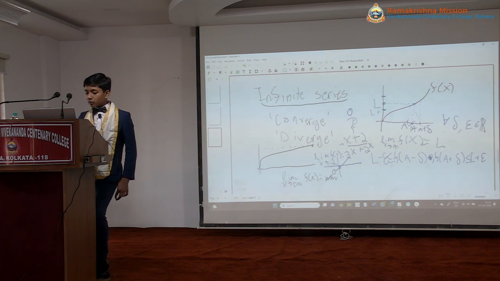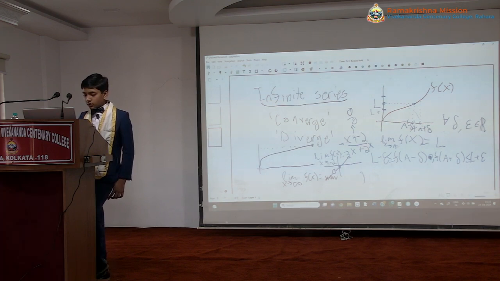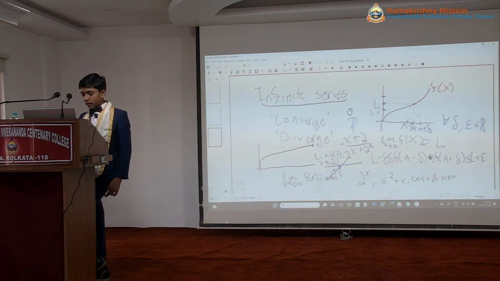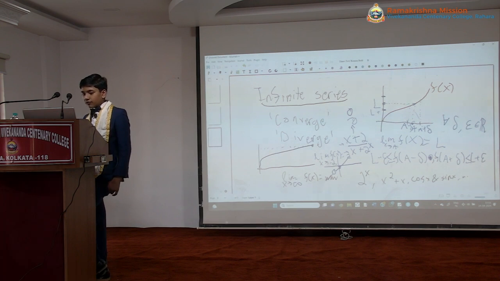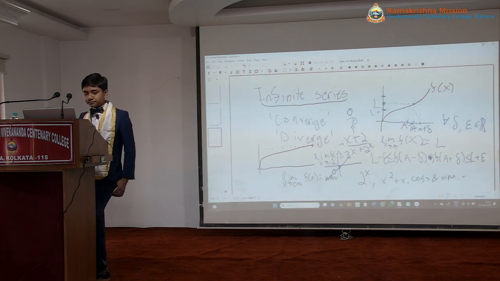So the limit as x approaches infinity of this function is going to be some finite number. Now, for most functions, this isn't true. Like exponential functions, just regular polynomials, cosine and sine functions, which while they are bounded between minus 1 and 1, they don't have a limit at infinity. So for most functions, this doesn't work. But for a select few, this does.